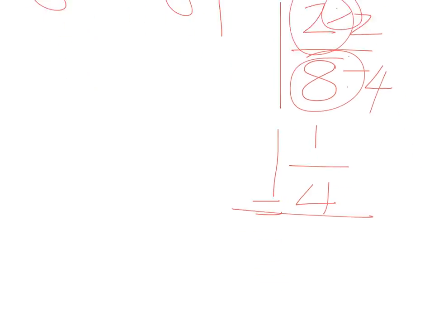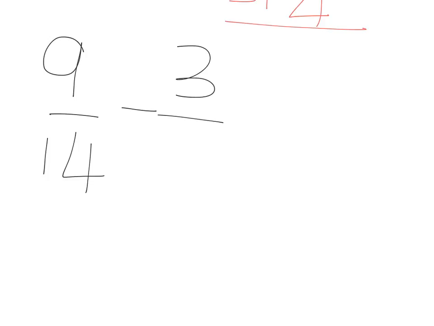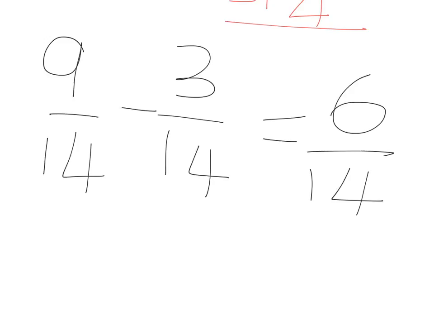Let's do it again, but we'll do it with subtraction. Get rid of all of that. Okay, so we've got 9 over 14, take 3 over 14. Right, we know we've got to keep our same denominator because they have to be the same. And then we go 9 take 3 is 6.